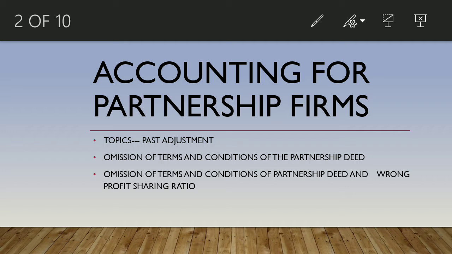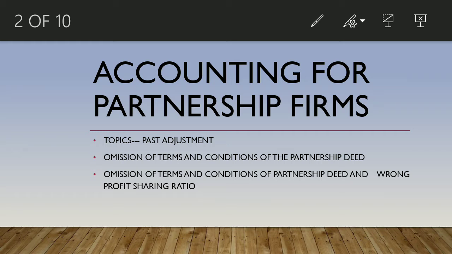But in certain questions you will find the partnership firm earned a certain amount of profit, but the partners could not appropriate the amount towards the partners and divided the total profit in their original profit sharing ratio. This is one kind of mistake, because I am broadly classifying past adjustment into two groups. One is where only the terms and conditions of the partnership deed are ignored, and the total profit is divided between the partners in their agreed profit sharing ratio.